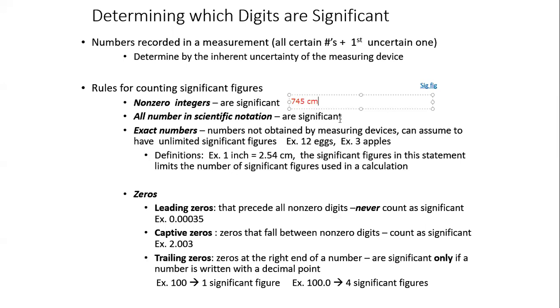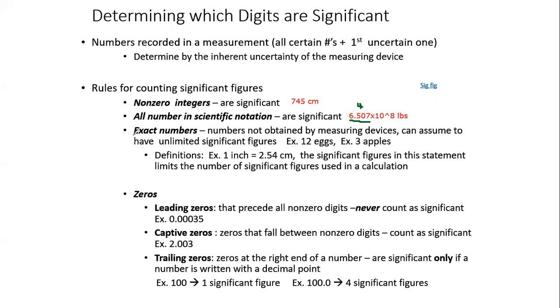The second rule is scientific notation. So scientific notation is a way of writing really small or really large numbers. So for example, if we have 6.507 times 10 to the 8th, say this is pounds. Any number written in scientific notation, all of the digits shown are significant. That includes non-zero and zero digits. So this would have 4 significant figures. So again, anything shown in scientific notation is all significant. They're all important digits for that number.